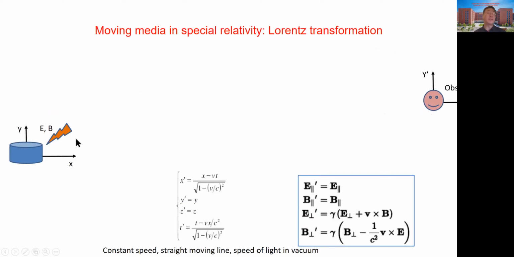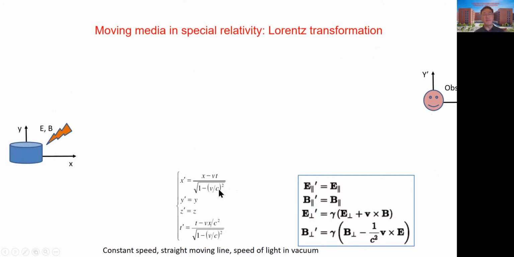So what do they see? They say, well, use the Lorentz transformation. The Lorentz transformation has a moving velocity, which is a constant, the speed of light. The speed of light in vacuum works perfectly.